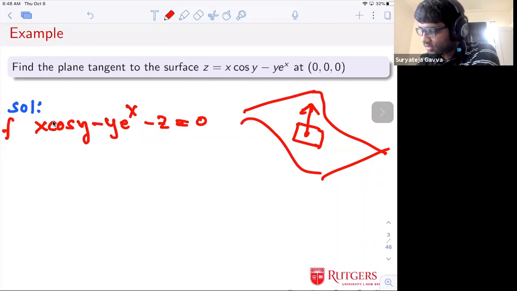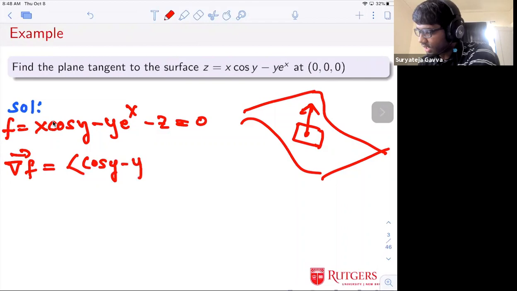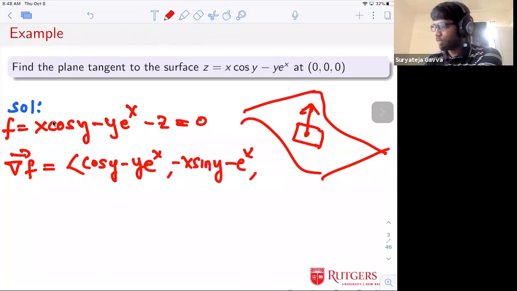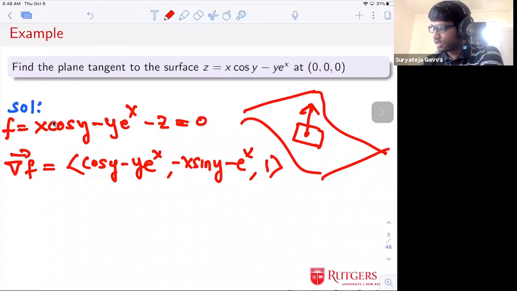So f is this function. Gradient f, can you tell me what the gradient f is? The derivative with respect to x is cosine y minus y exponential x. The derivative with respect to y is minus x sine y minus exponential x. And the derivative with respect to z is just minus 1. Okay, so this is the gradient.